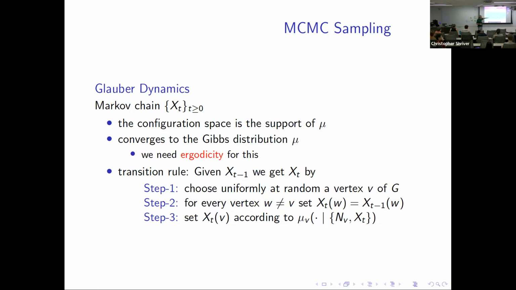So Glauber dynamics has this nice transition rule, right? If you are at time t-1 with configuration X sub t-1, we get X sub t. How? We choose uniformly a random vertex V from G. All vertices different than V keep the same configuration, and the configuration at V is updated according to the Gibbs marginal conditional on what happens in the neighborhood of V.